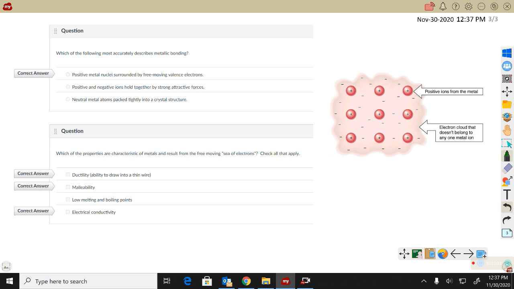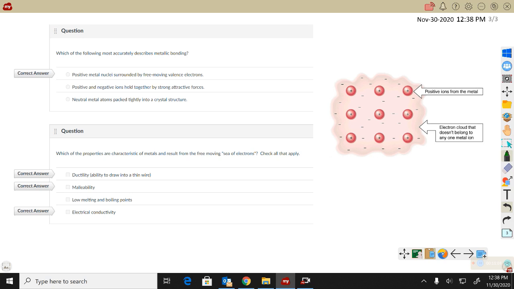But the electrons don't really go anywhere. They're not distinctly transferred from the metal to whatever it is. The electrons just freely move amongst all the positive nuclei. So you've got these electrons that really don't belong to any one particular positive nuclei. They're just free floating and moving amongst the metal.